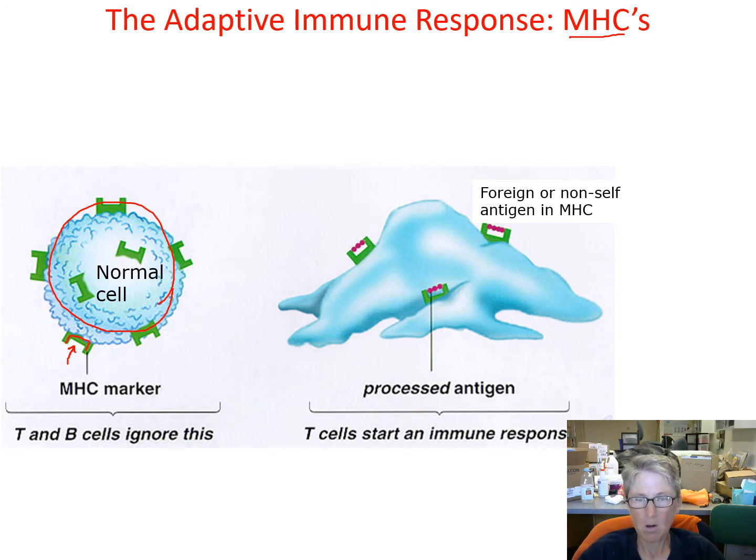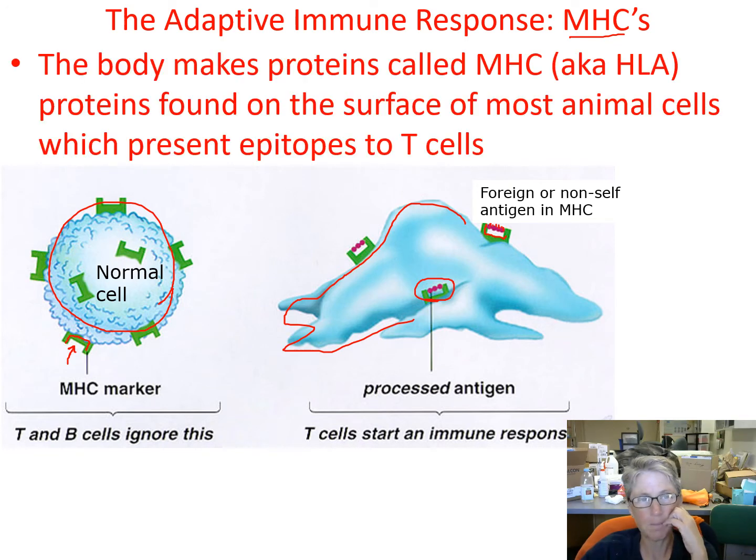If you come over here, this looks like it might be a macrophage probably, and it's got its MHC protein here, this green thing, and then these little dots in there are foreign antigens, aka non-self antigens that were processed inside the cell. That now the T cell can recognize those foreign antigens presented in an MHC complex protein.